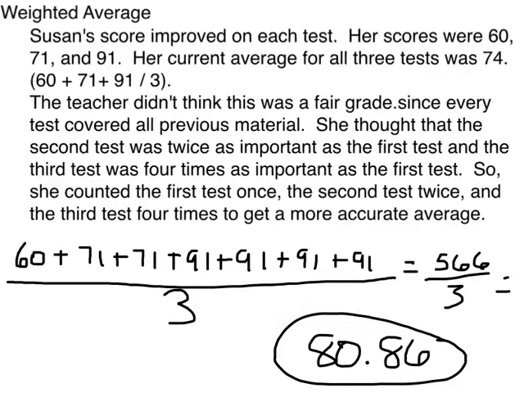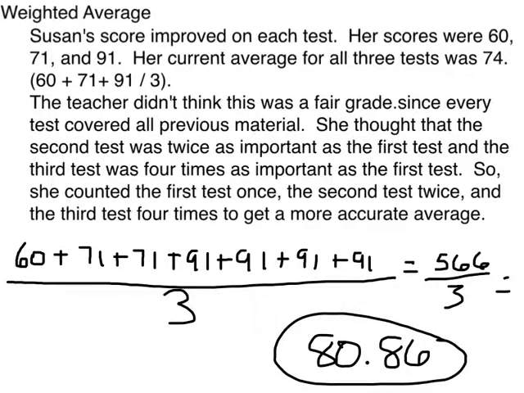Well, the teacher didn't think this was a fair grade since every test covered all previous material. She thought the second test should be twice as important as the first, so she counted the first test once, the second test twice, and then the third test 4 times to get a more accurate average. So we've got the 60 counting once, so we add it once. The 71, the second test score, she counted twice, so we add that twice. And then the third test score of 91, she's going to count or weight that at 4 times the regular test. So we have 91 times 4.